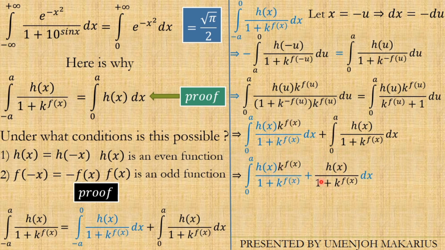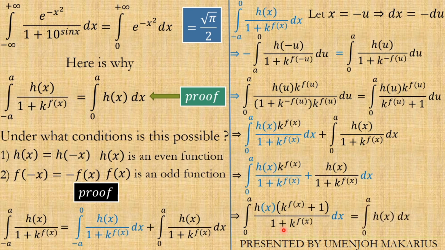So in this case, since the denominators are the same, we can combine them, and in the numerator, guys, we can factor out h of x, right? So we are going to have now the integral from 0 to a of just h of x times k raised to the power f of x plus 1, all over what they share in common, 1 plus k raised to the power f of x. So friends, 1 plus k raised to the power f of x is upright. It can cancel with the one at the bottom. So we are therefore going to have just the integral going from 0 to a of h of x dx. Great. So guys, that's the proof.